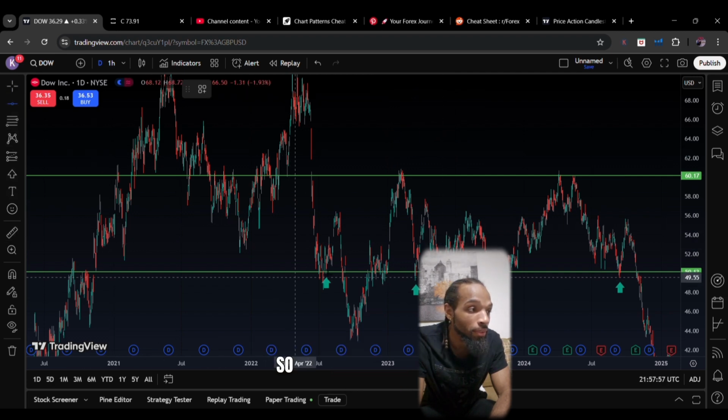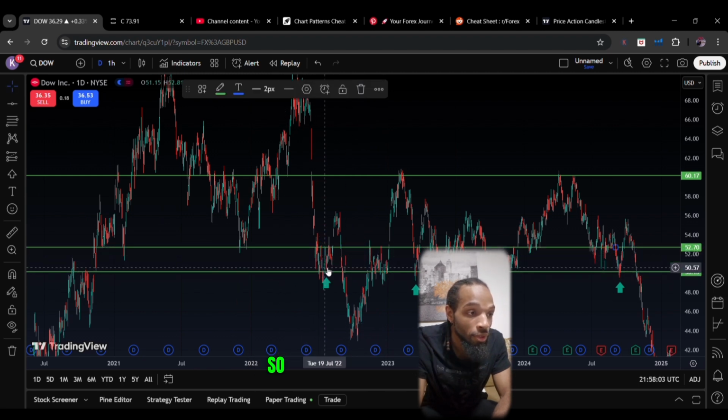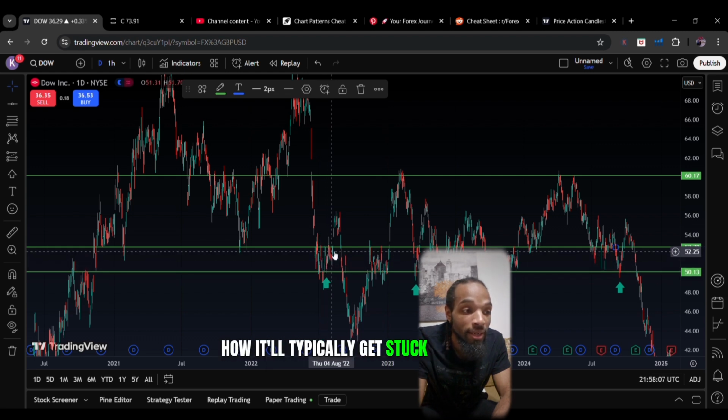So here goes a minor level. Boom. There goes another one right there. So you see how it'll typically get stuck in between this zone right here.